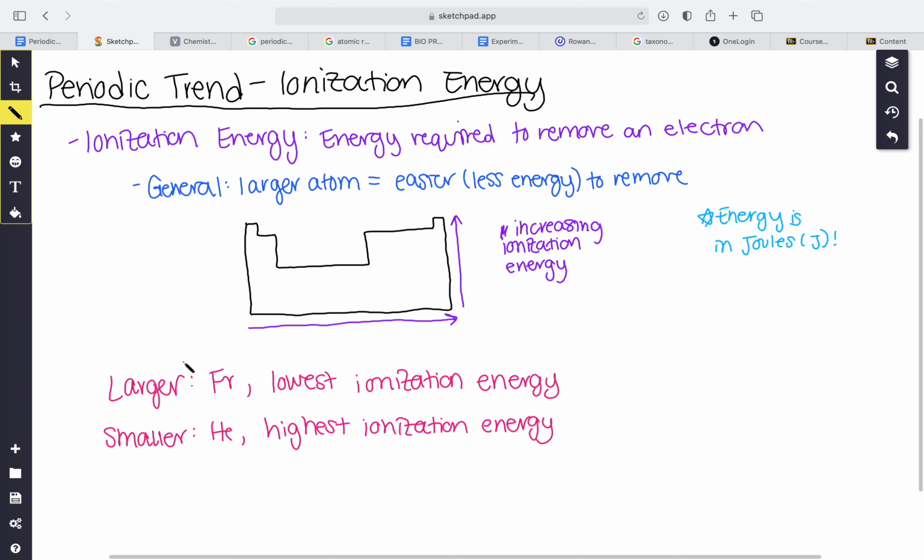Down here, I have an example with the largest and the smallest atoms present on the periodic table. The larger the atom, the lower the ionization energy. So francium has the lowest ionization energy. It's really easy to take an electron off of francium. It's barely even holding on to those electrons at this point. And then helium is really, really tiny. So tiny. It does not want to get rid of those electrons, so it takes a lot of energy to remove those electrons, meaning it has the highest ionization energy.